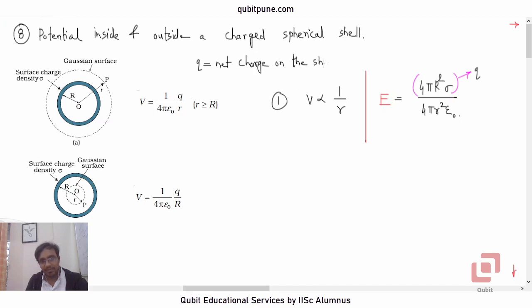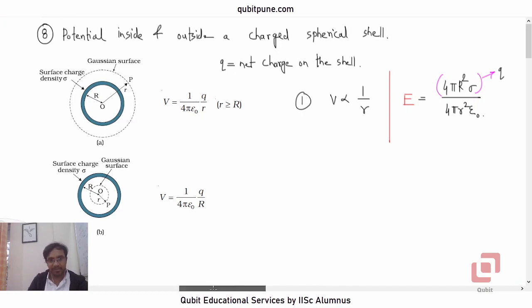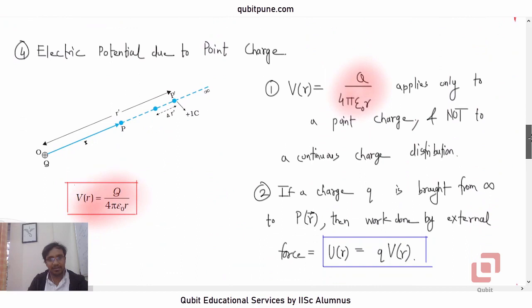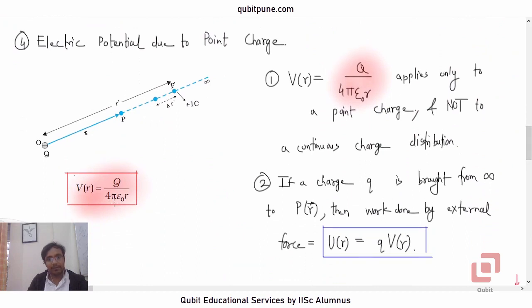Net charge on the shell. Okay, so because the electric field has this expression, we can expect the potential also to have a similar expression, and yes, that's indeed true. So this potential is the same expression that you see here: capital Q upon 4 pi epsilon naught.